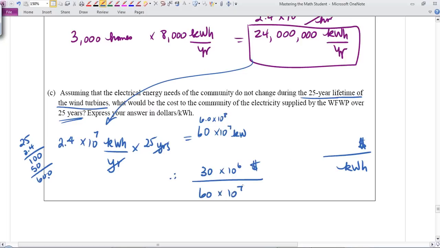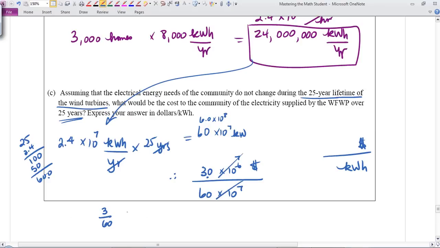Now, which way do I want to do this? Let's go, I want these the same. So I'm going to go with changing the numerator to be 7. So that makes that 3.0 times 10 to the 7. Did I do that correctly? Yes, I did. So now my 10 to the 7s cancel out, and I have 3 over 60.